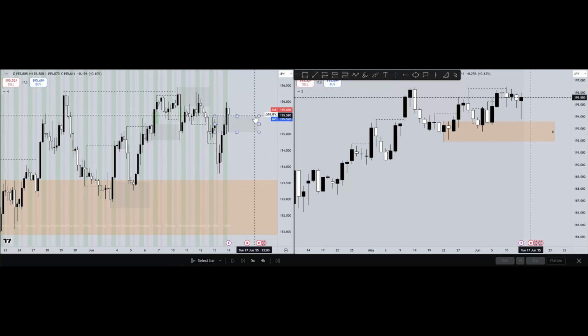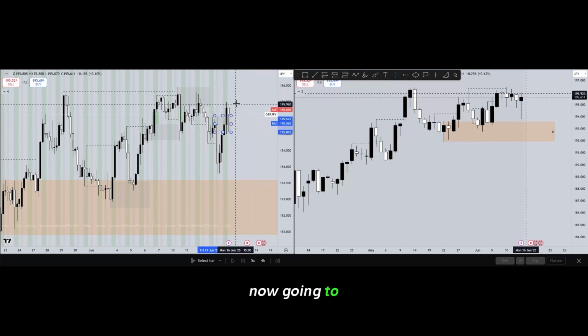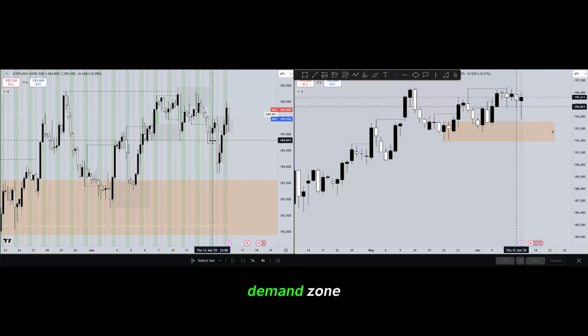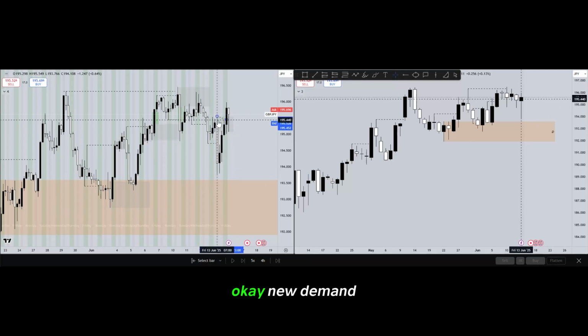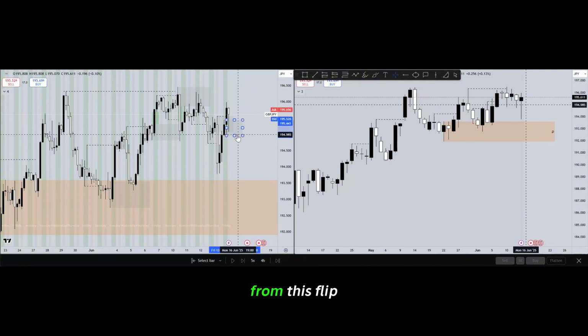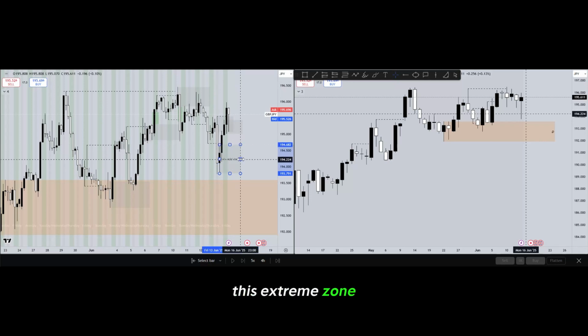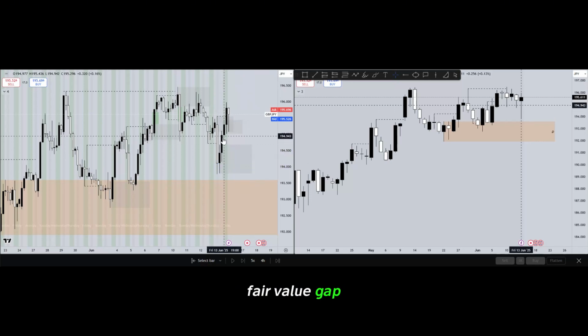Okay. Now going into the next week, we can look to buy from this new demand zone. Okay, new demand zone from this flip zone right here, or from this extreme zone right here. This extreme zone. We have a fair value gap here as well.